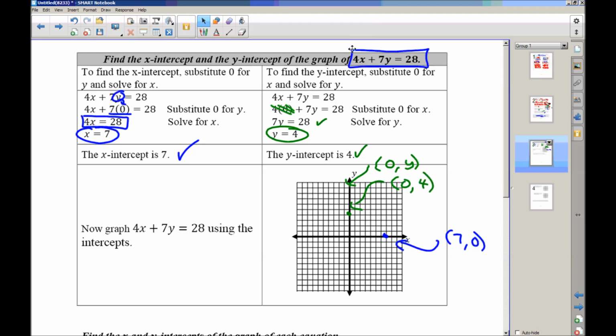Okay, now we have our 2 points, and that's all we need to graph. So we just draw a line between the 2 points and it goes across the grid. And then we write 4x plus 7y equals 28.